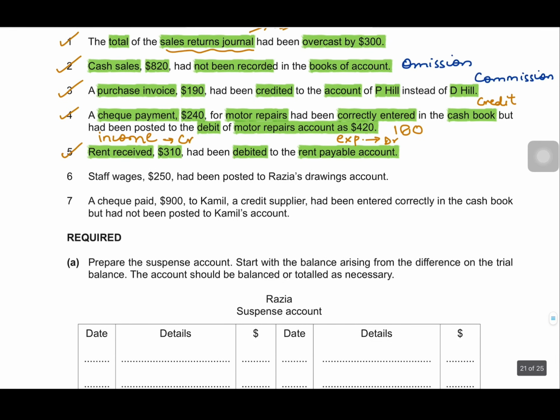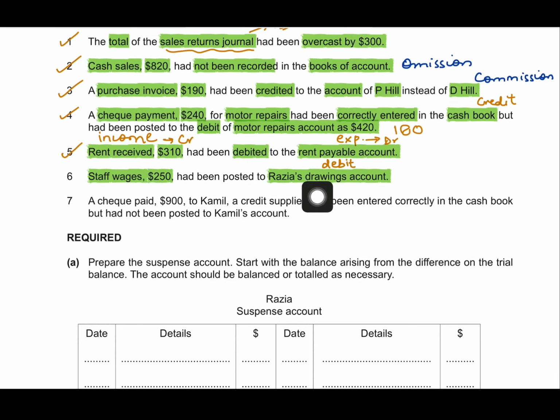Now let's move to error number 6, second last error. Staff wages 250 had been posted to Razia's drawings account. Okay, so drawings account is what? Drawings account, we know that it has debit nature. So wages, instead of debiting wages, we have debited drawings account incorrectly. Now this is a very simple adjustment.